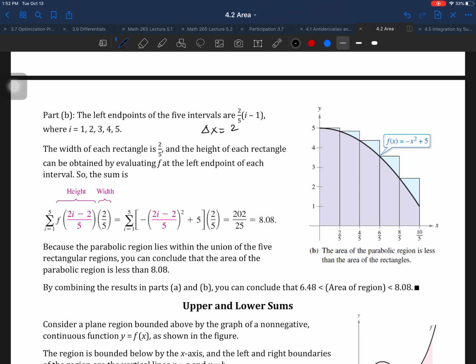It's going to be 2 minus 0 over 5. This will be 2 over 5. Right, so that's still the same. The only thing that's going to change here is the xi, right? The input into the function.